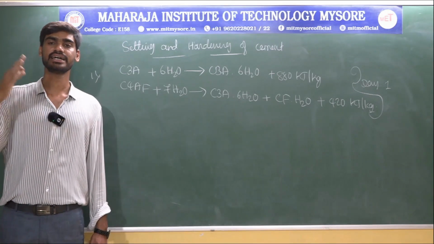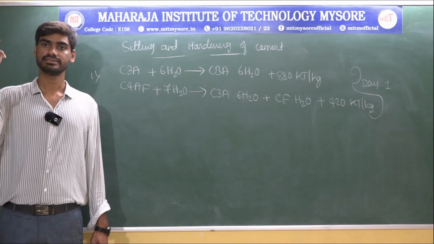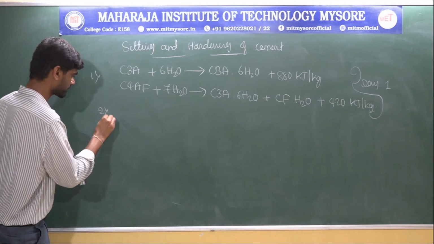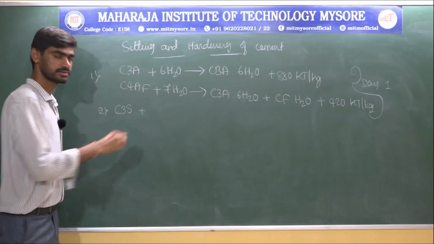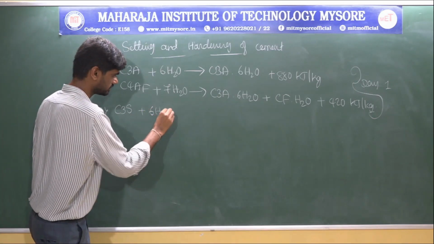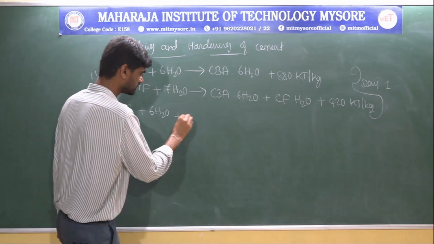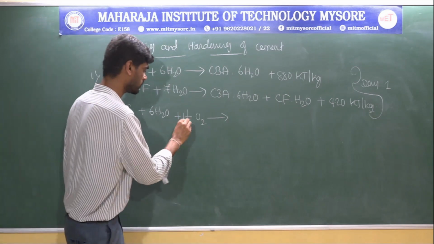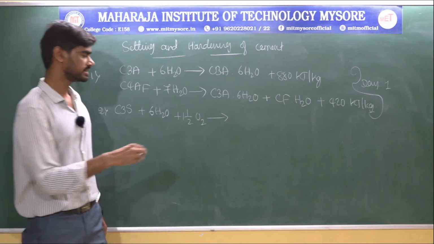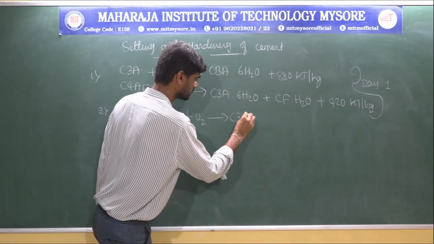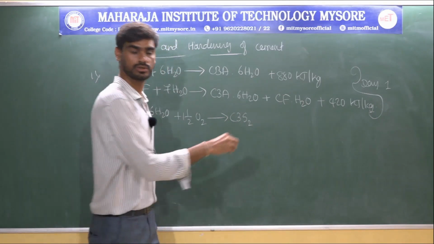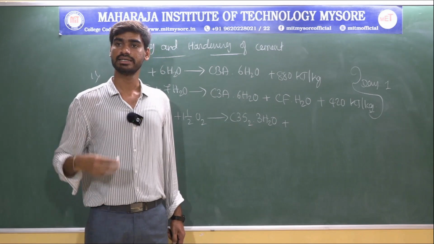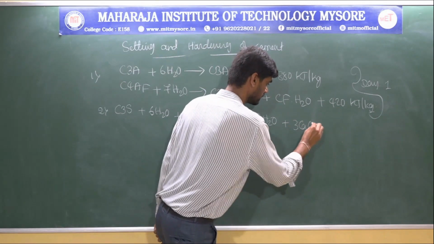So that's why the setting and hardening of cement from day 1 to day 7 is represented by the hydrolysis of C3S content. So that can be written as C3S on hydrolysis with 6H2O, in the presence of 1.5 O2, it gives rise to C3S2 3H2. In addition, it also gives rise to calcium hydroxide.